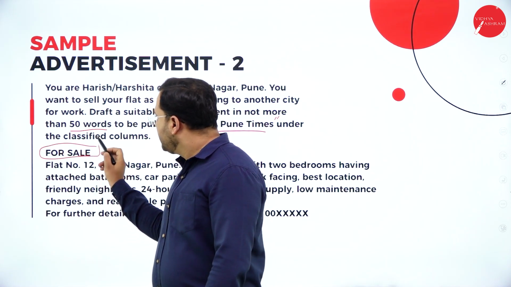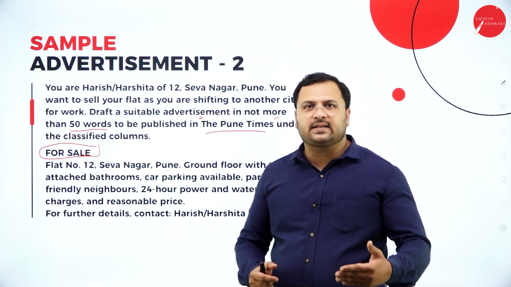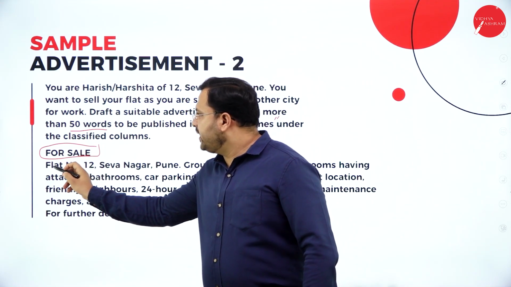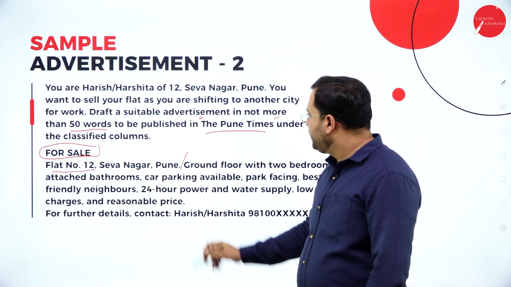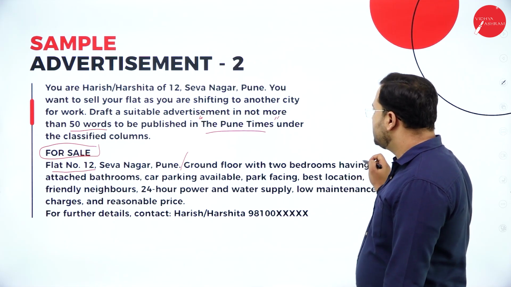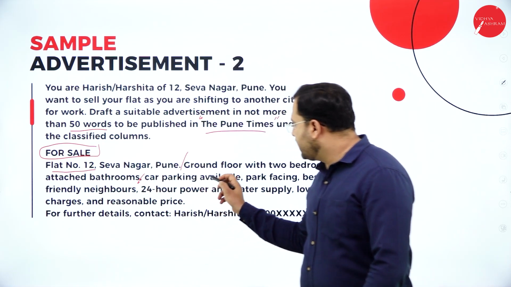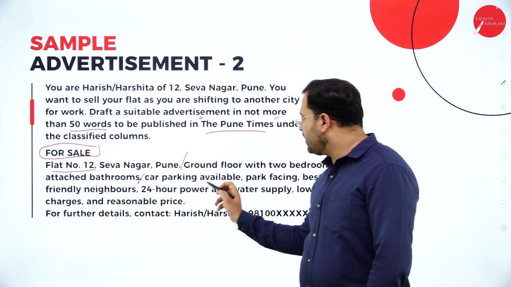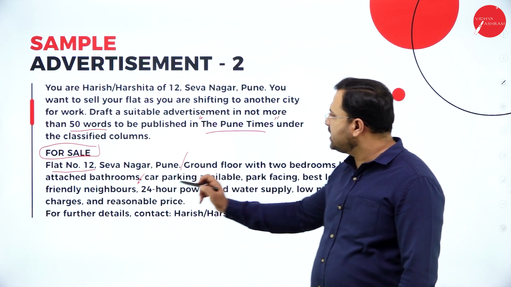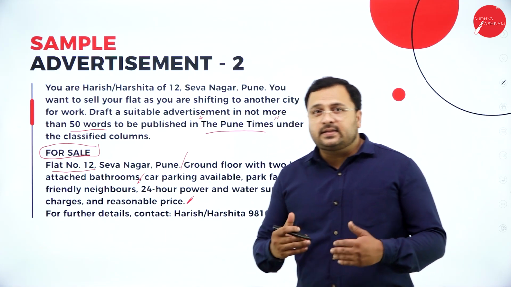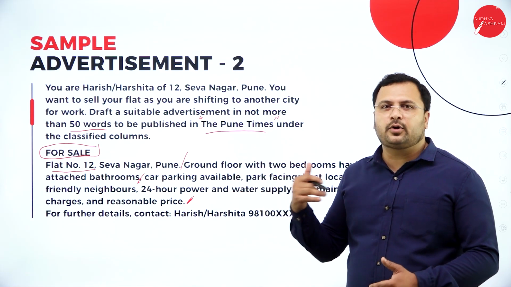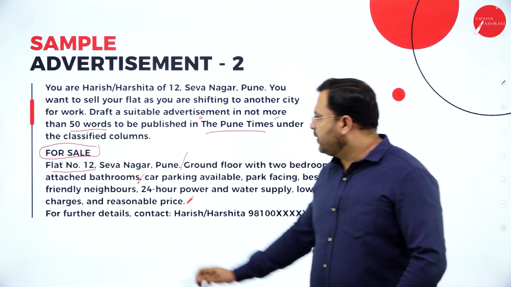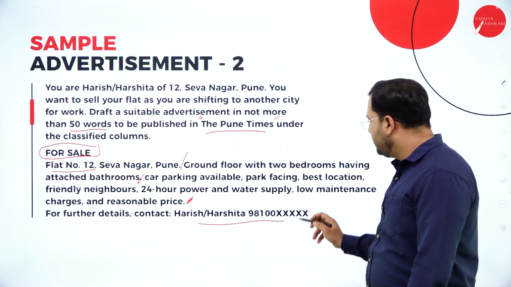For sale. When somebody looks at these classified ads, they should get to know what the ad is about. Therefore, for sale, then you write flat number and address. Which floor? Ground floor with 2 bedrooms having attached bathrooms. Car parking available. Park facing. Best location. Friendly neighbors. 24 hours power and water supply. Low maintenance charges and reasonable price. This is how you attract the readers or those who are interested in buying this property or leasing this property. For further details, contact Harish or Harshita and phone number.